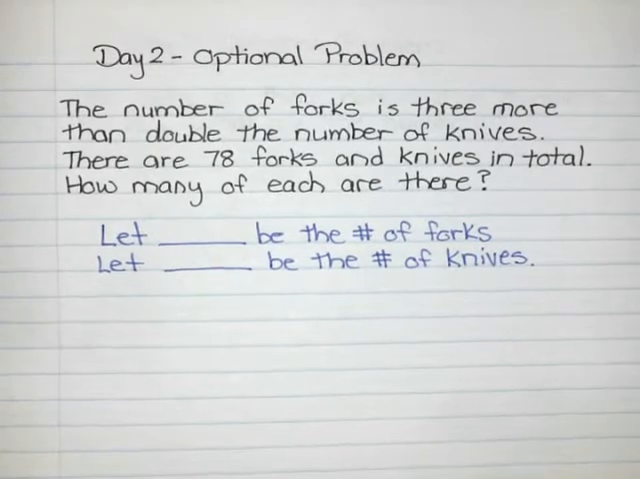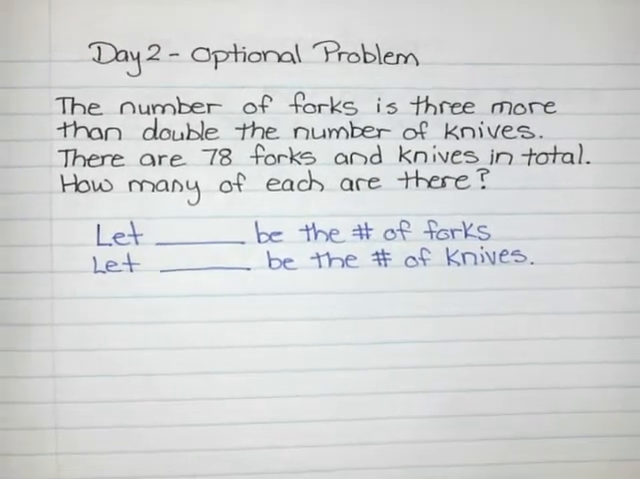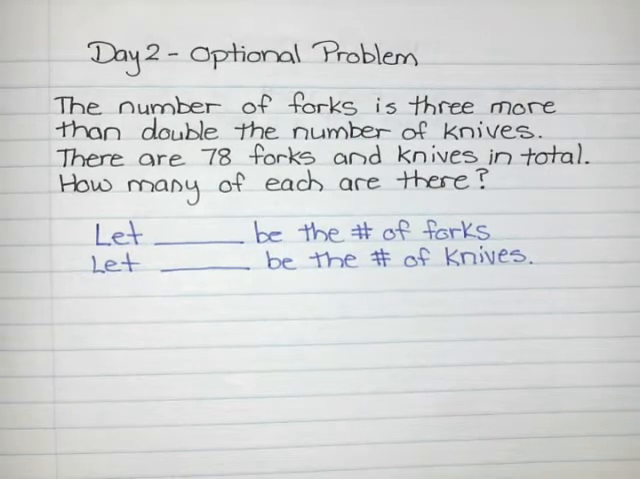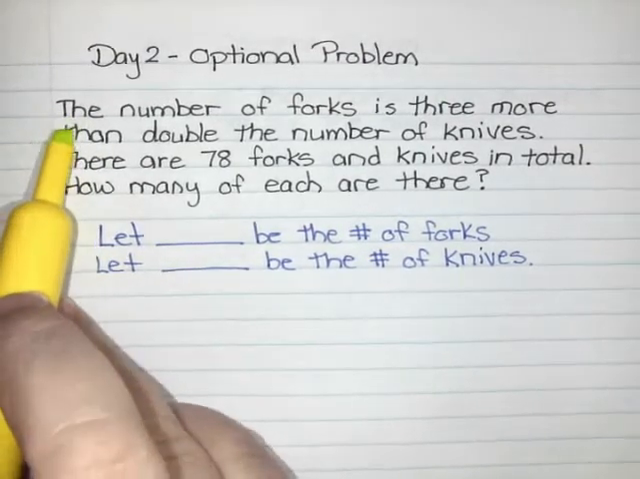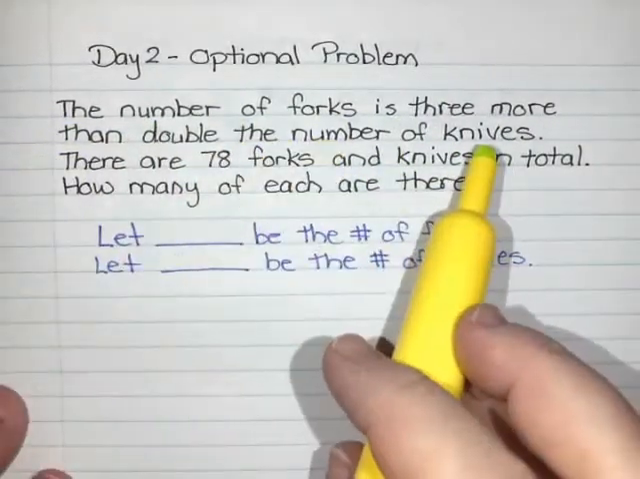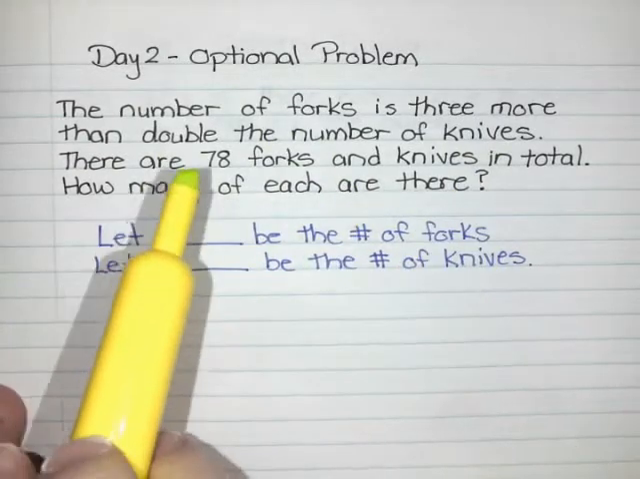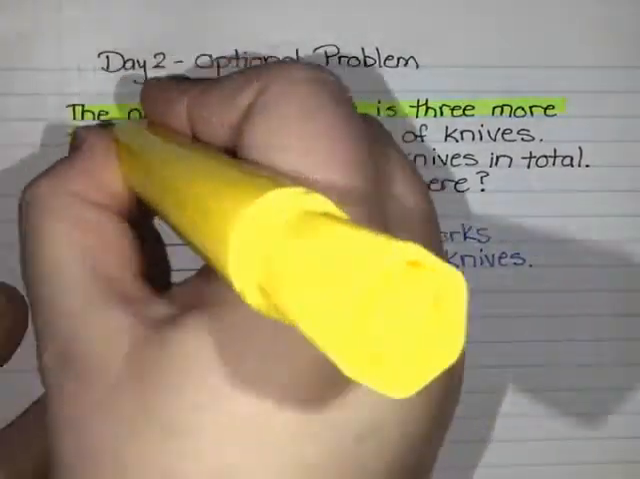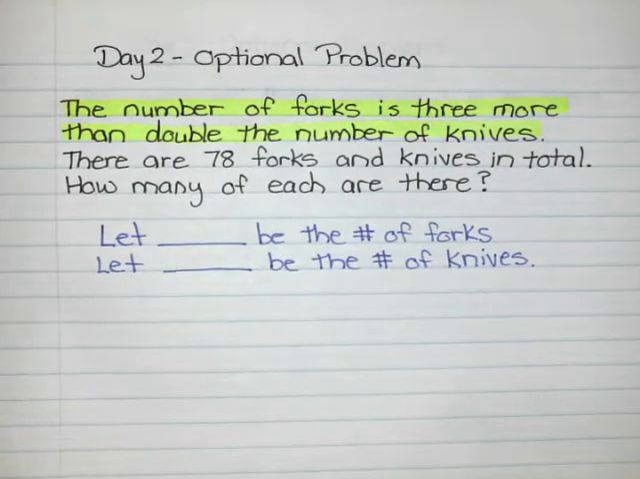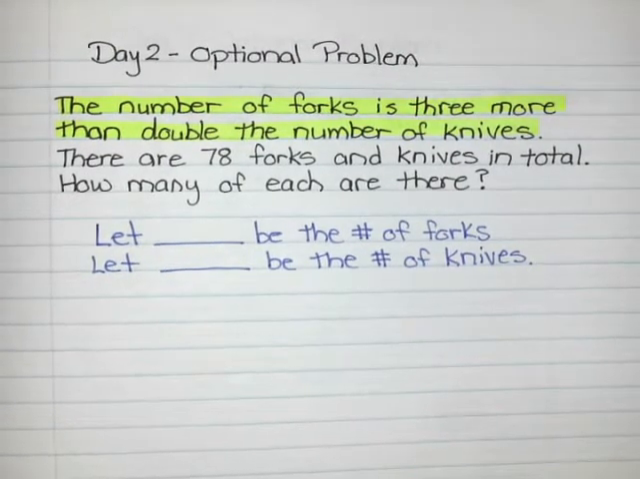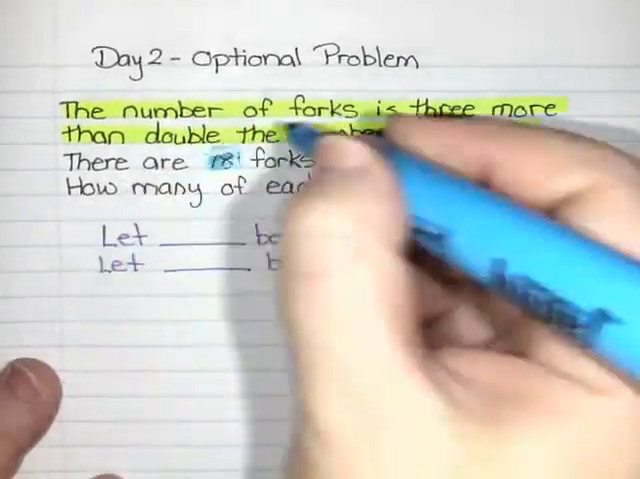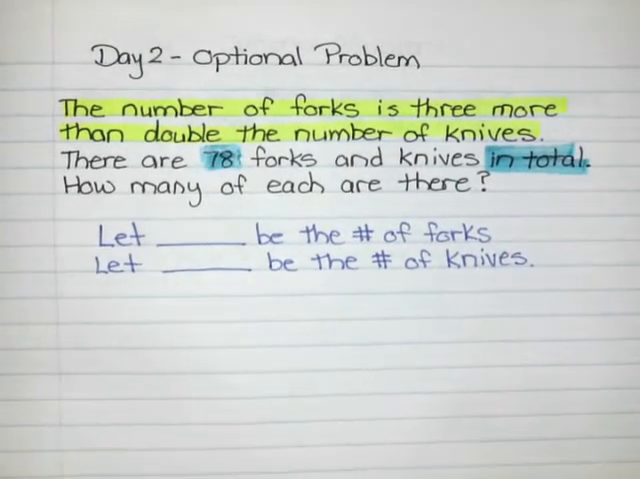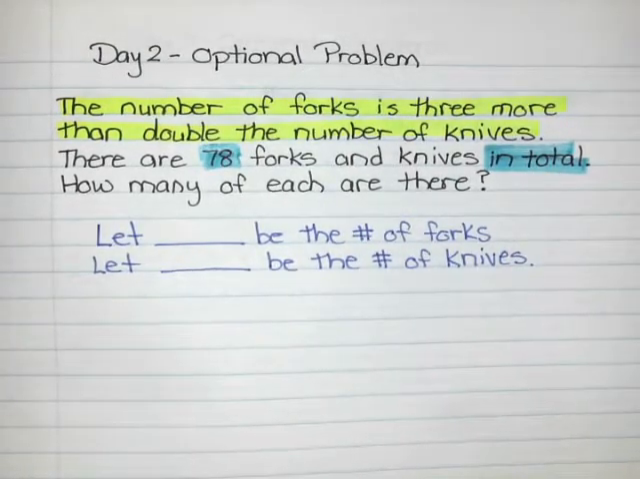Now, when I read through the question, there should be 2 different things in my question. There should be a comparison sentence, and there should be a total of some sort that I can build my equation around. That very first sentence, the number of forks is 3 more than double the number of knives, is a comparison. It is telling me the relationship between the number of forks and the number of knives. I can use that information to build my let statements. The second sentence says there are 78 forks and knives in total. So I know the total number is 78, and I should be able to use that to build my equation.